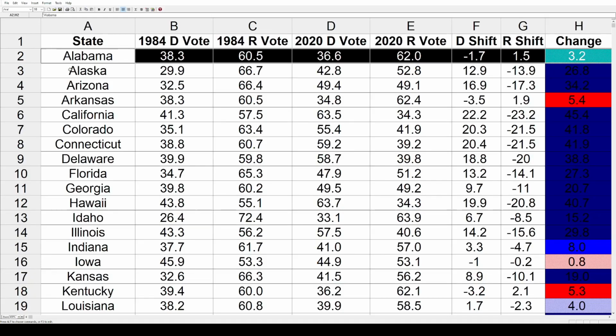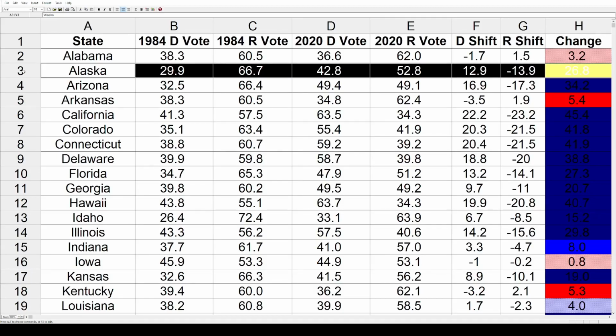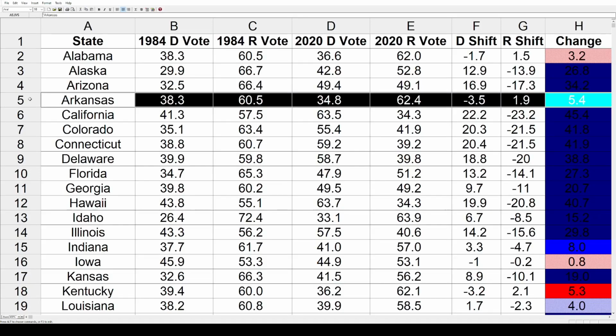So now you know how it works, and we can go quickly through the rest of these states. Most of them are big for the Democrats, and Alaska is next, and that state went 26.8 away from the Republicans and toward the Democrats. Arizona, huge shift there, 34.2 toward the Democrats. Arkansas, that actually went back toward the Republicans by 5.4.